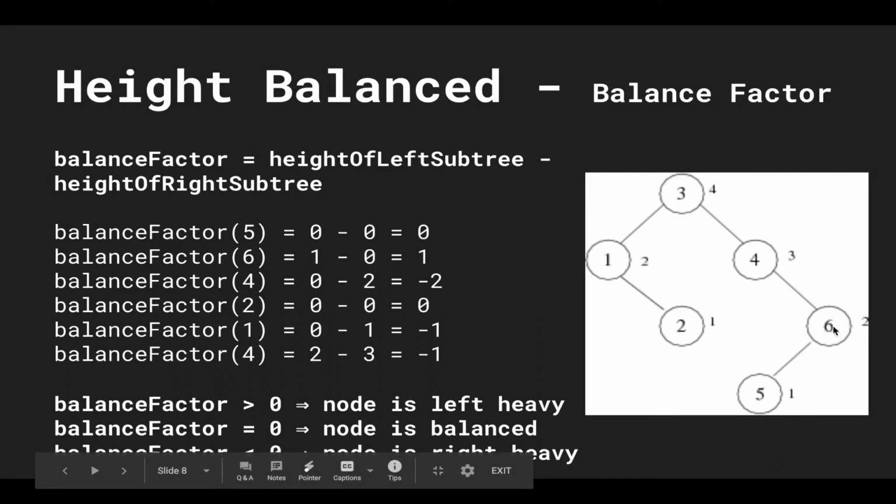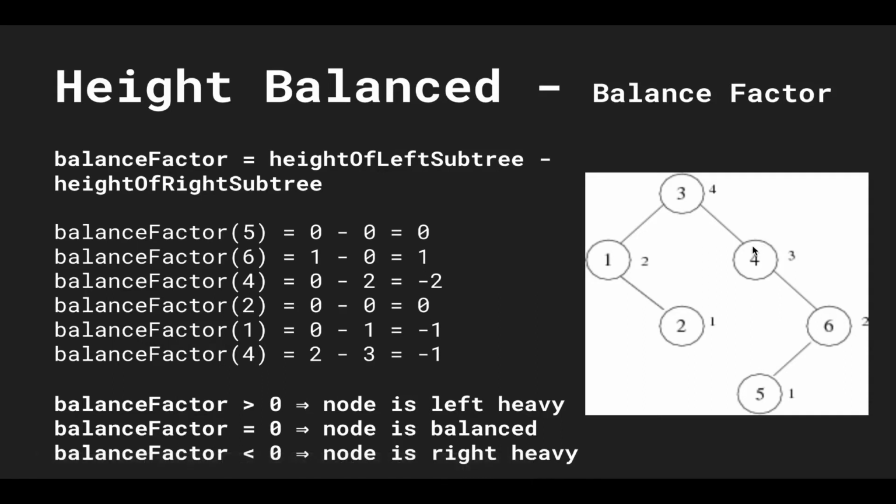The balance factor for 6 is 1 minus 0, which is 1. The balance factor for 4 is 0 minus 2, which is negative 2. And the balance factor for 3 is 2 minus 3, which is negative 1. So you can probably tell already by just looking at the balance factors and the figure that the balance factor is positive when the node is left heavy, it's equal to 0 when the node is balanced, and the balance factor is negative when the node is right heavy.